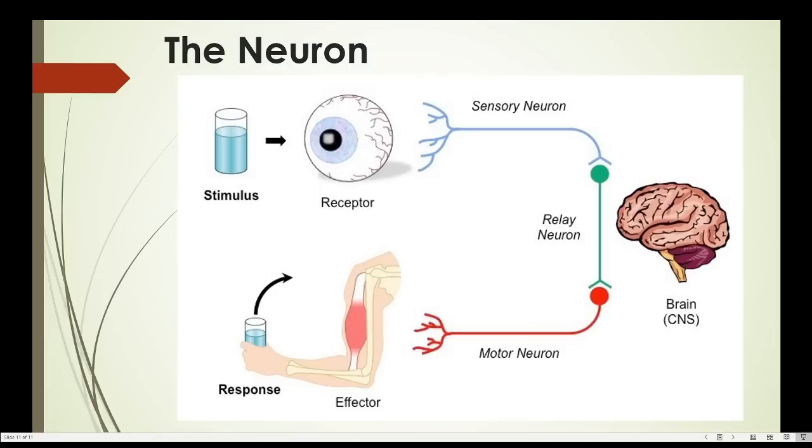And then this message will be passed on from one neuron to another. We call these interneurons or relay neurons. Kaya siya tinawag na interneurons kasi nasa gitna sila. Mag-iisip ngayon si central nervous system. Ano bang gagawin ng katawan dapat para makuha si stimulus? Kasi nauuhaw ka na nga eh.